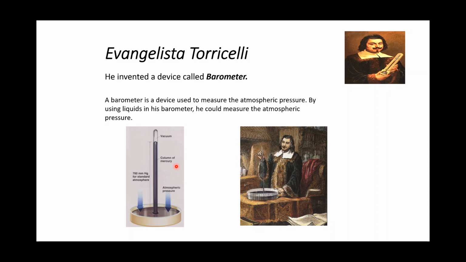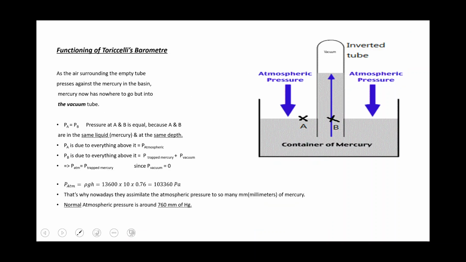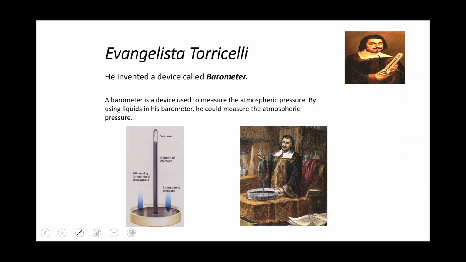What he did was something ingenious. He used a liquid, mercury in this case, to figure out the pressure of a certain gas. He placed mercury in a basin, and then the atmospheric pressure forced mercury to go into this tube, from which he had first removed the air. The atmospheric pressure from all sides of this basin forced mercury to rise to a certain level.